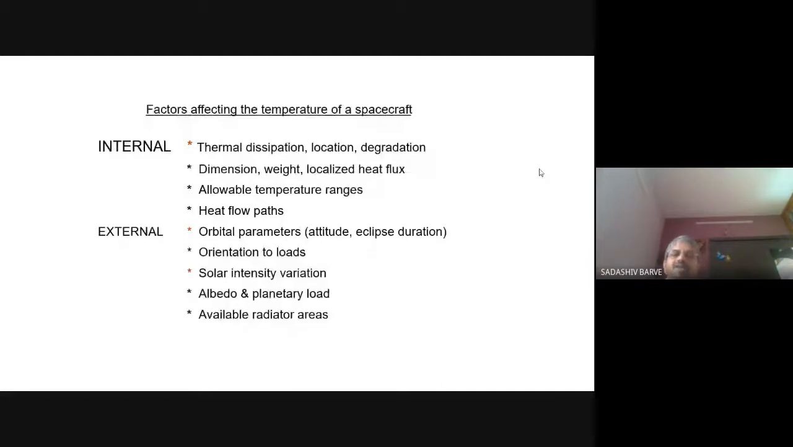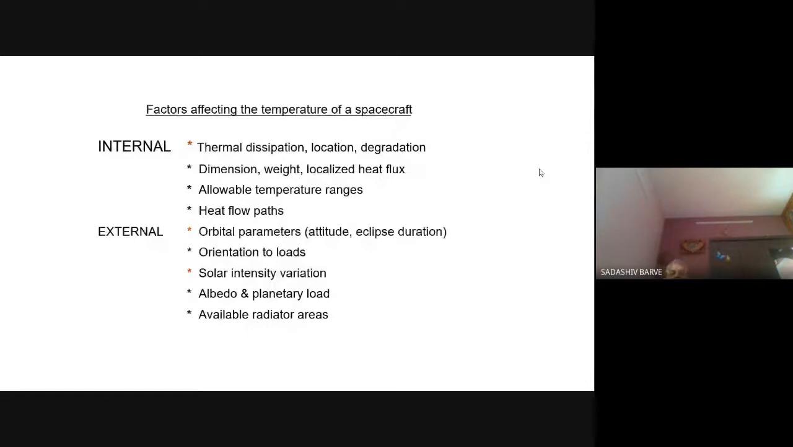Weight is equally important, because if the weight is more, and suppose that particular package has momentary, short-duration dissipation, then with m c_p Δt, that inertia is more, and then the temperature rise reduces. So weight becomes equally important for the limited-duration power dissipation package.